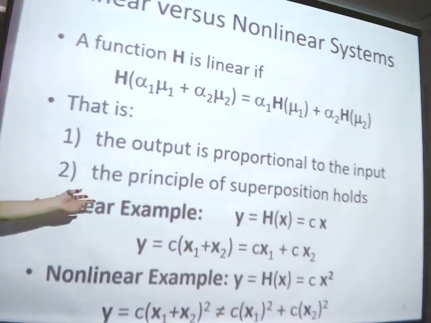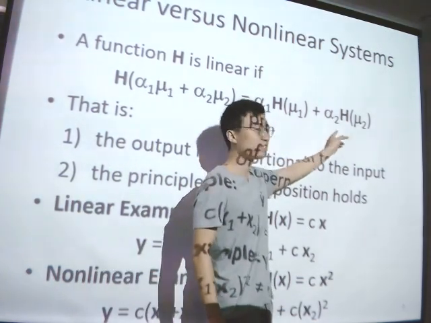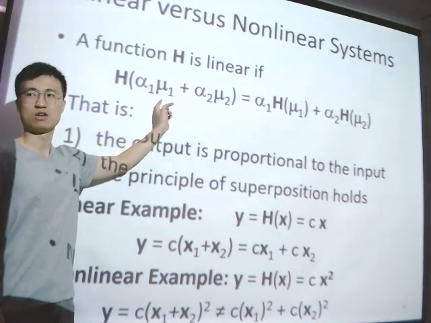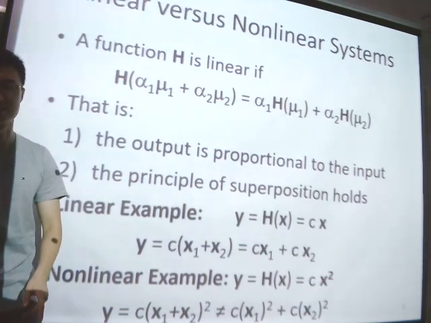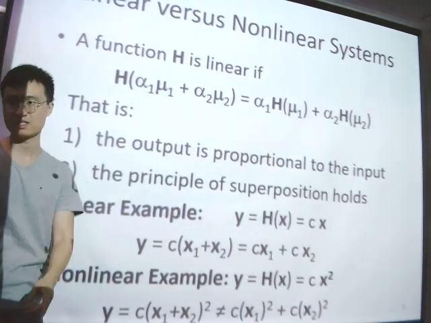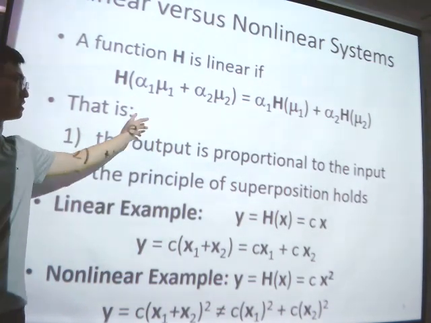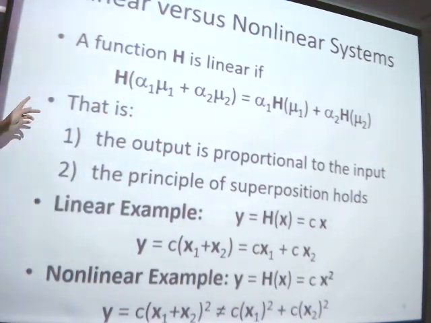The individual inputs are proportional to the sum, so the output of the whole function is the sum of the individual outputs. We call this the principle of superposition. Any function that satisfies this relationship we call a linear system, or linear function. This is one linear example.